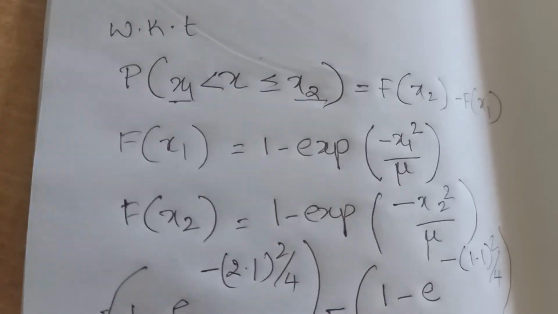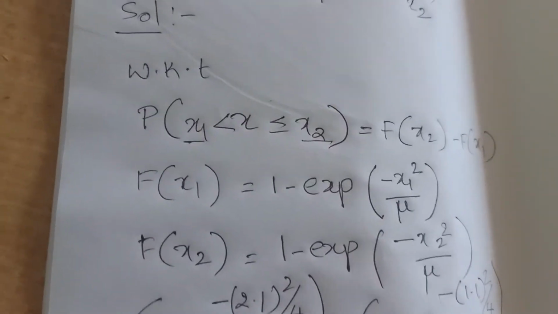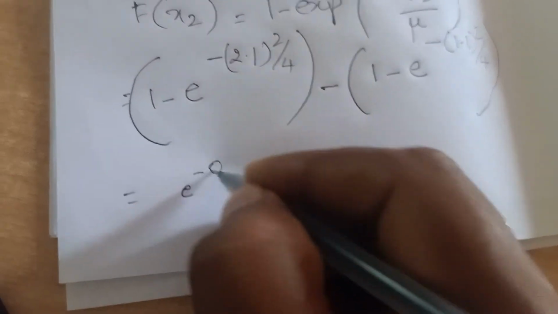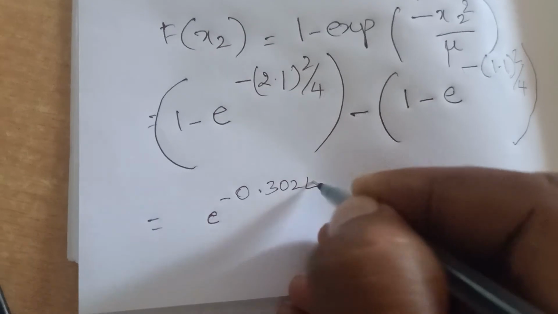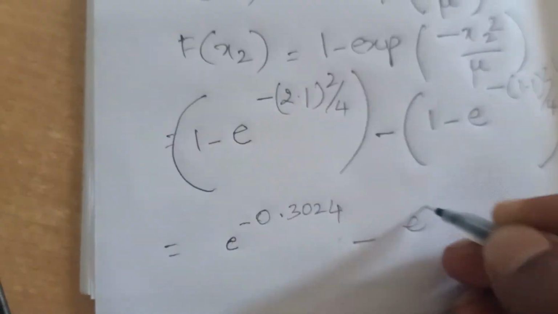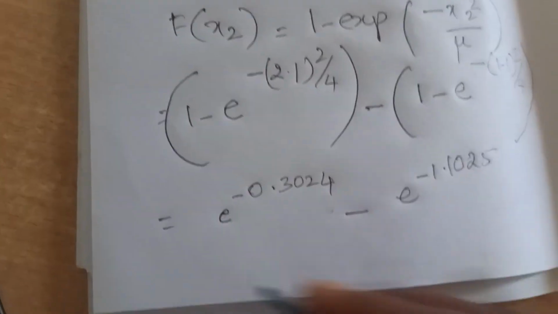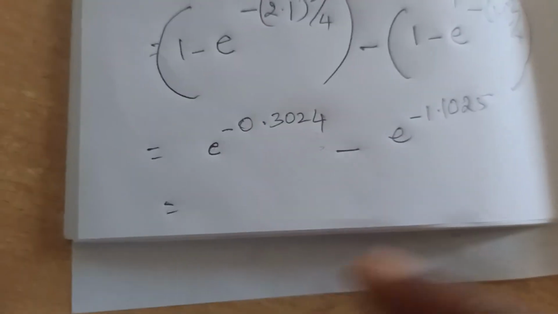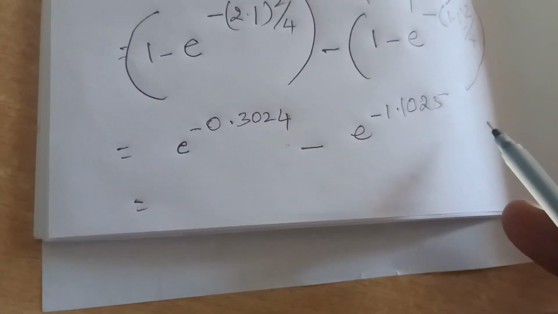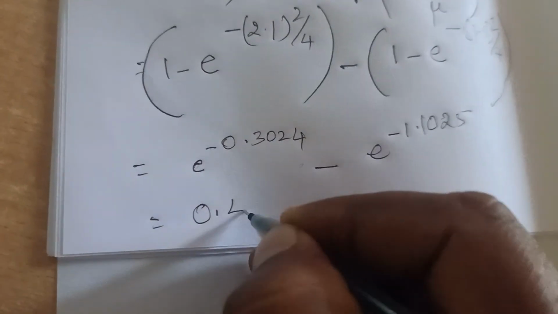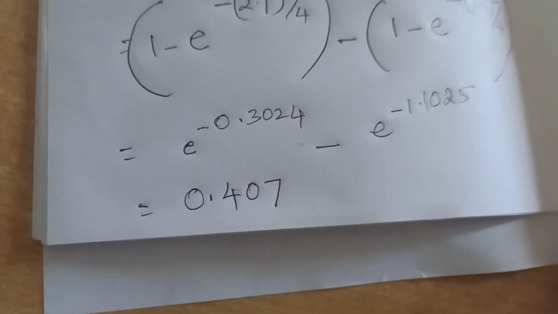So therefore, which is equal to, 1 cancels. So finally you get e power minus 0.3024 minus e power minus 1.1025 after calculation. So if you take a calculator and find out what is e power minus 0.3024 and e power minus 1.1025, and if you solve it, the final solution that you get is 0.407. So this is the solution for this given problem.